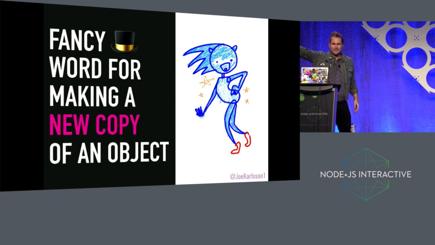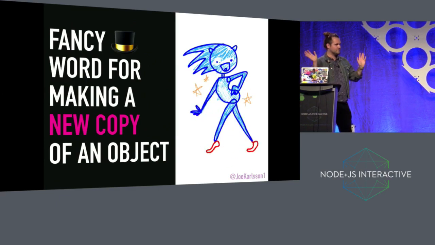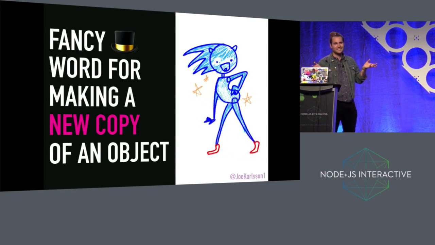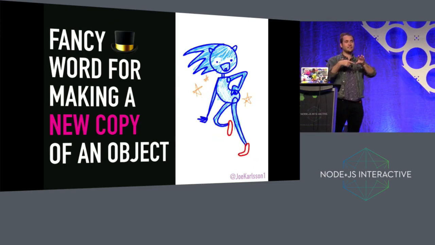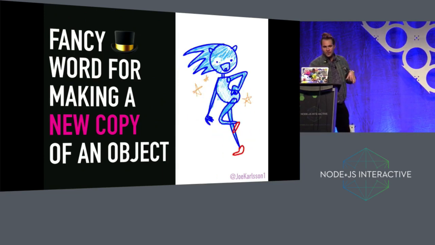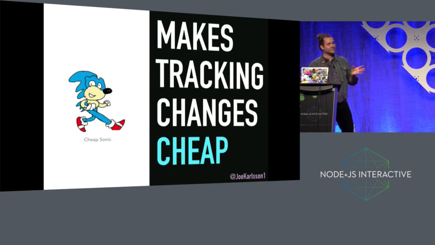This is my fancy Sonic, but poorly drawn fancy Sonic. Yeah, so it's nothing too complicated. All it means is that instead of changing that object, you make a copy of it and then change it. Why? Using immutable data structures allows us to make tracking changes cheap. And I want to show how that actually works behind the scenes.